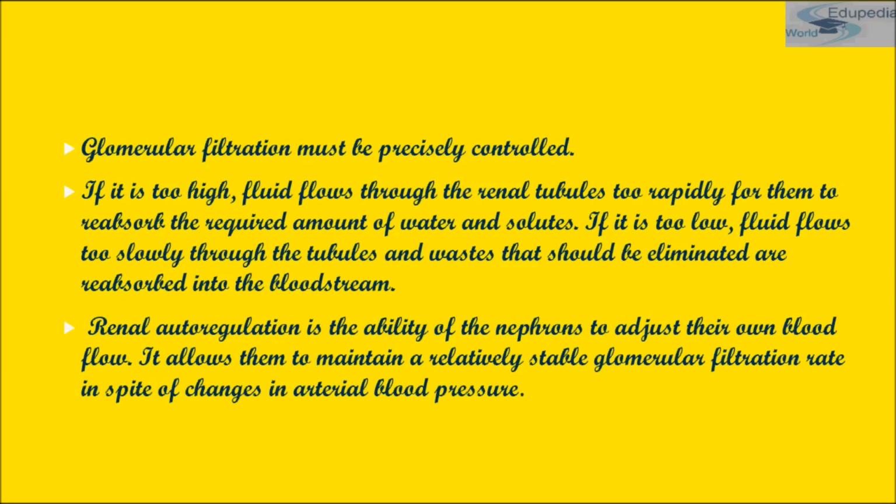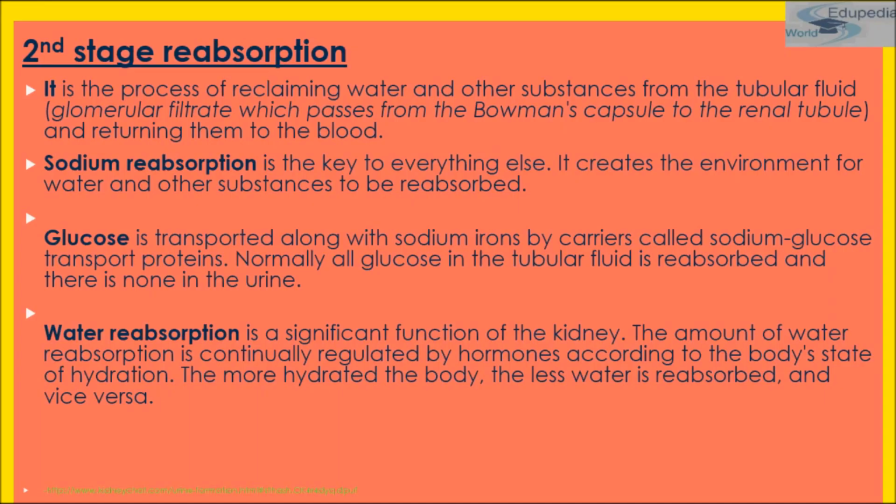Now, what is renal autoregulation? Renal autoregulation is the ability of the nephron to adjust its own blood flow. That's why it is called autoregulation. It allows them to maintain a relatively stable GFR in spite of changes in arterial blood pressure. Now moving forward with the second stage of urine formation, that is reabsorption. Now what happens in reabsorption, students? It is also known as selective reabsorption.